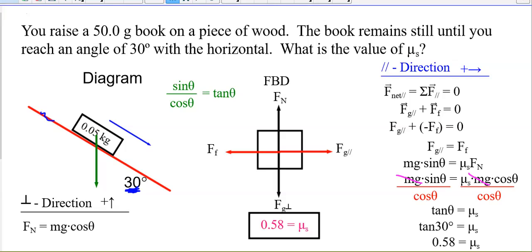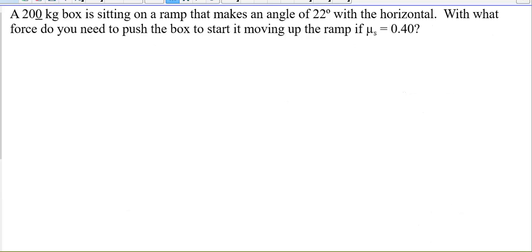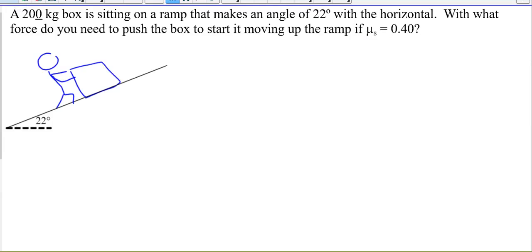Okay, so that's just one example using an inclined plane and friction. This one's only slightly more challenging. So in this one, we have a 200 kilogram box and it's sitting on a ramp that makes an angle of 22 degrees to the horizontal. With what force do we need to push the box to start to move up the ramp? And we're going to assume that our coefficient of static friction is 0.4.